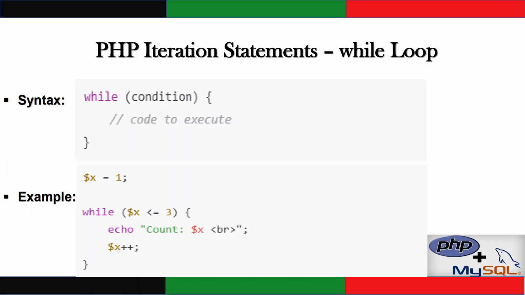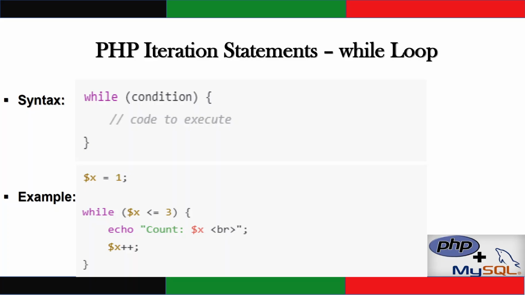We check, is x less than or equal to 3? Currently x has 1. So we ask ourselves, is 1 less than or equal to 3? Then we say yes. Since it's a yes, we come inside here and print the value of x. Then we keep on repeating that until the condition becomes false.